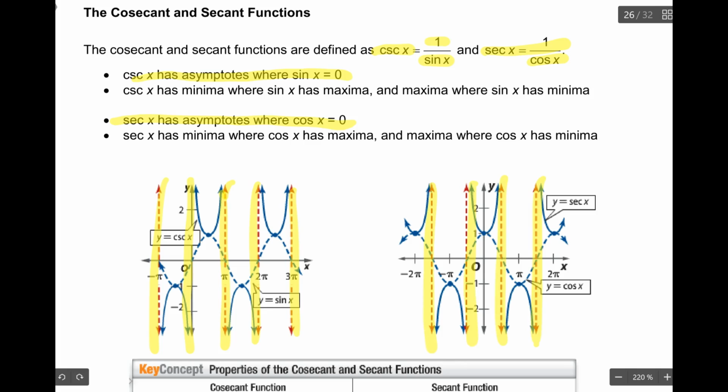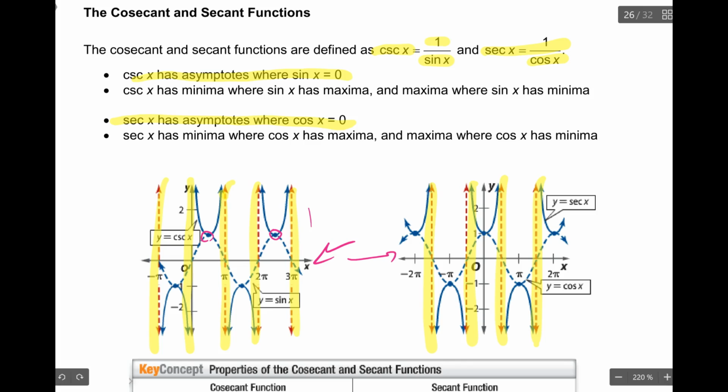So cosine is equal to 0 at 90 degrees and 270, so it's pi over 2, 3 pi over 2, anytime cosine is equal to 0. So notice that there's the dotted cosine and sine functions. It's showing you over here, cosine and sine are on there. So cosecant has a minima where sine has a maxima. Because right here, sine is equal to 1. And if you take the reciprocal of 1, it's still going to be 1. So that's the point where they meet.